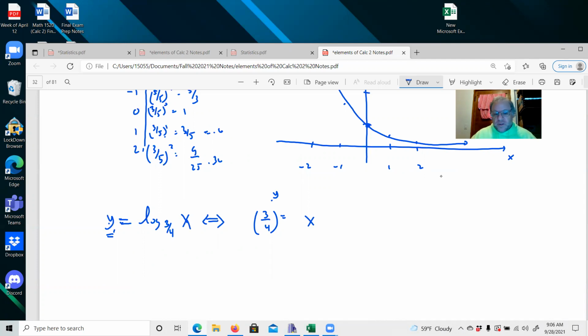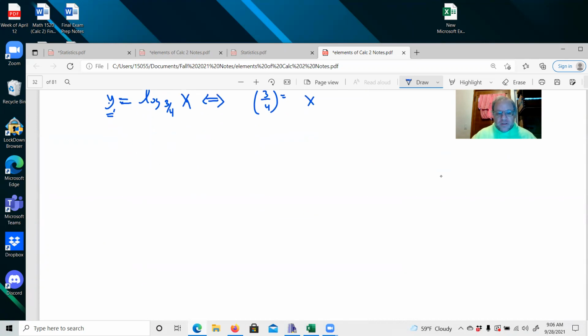So this is equivalent to (3/4)^y = x. Now, the other thing to remember is that logarithms are inverse functions to exponentials. And you know how when we calculated or constructed inverse functions, we swapped them? So we're going to do the same thing here.